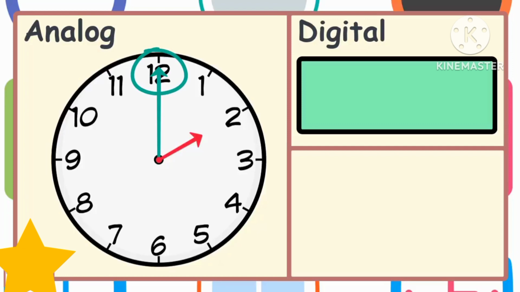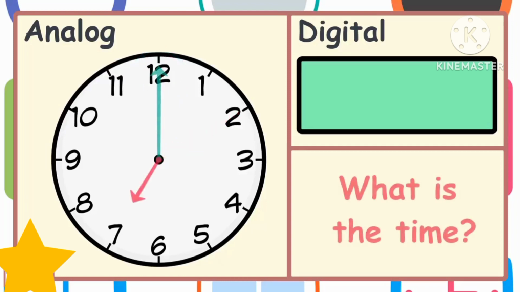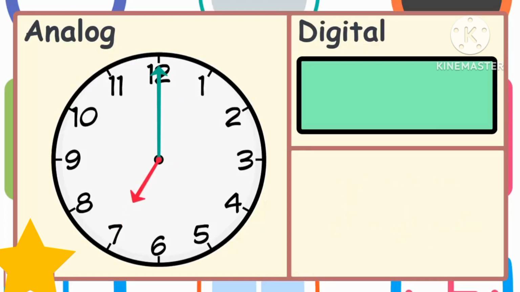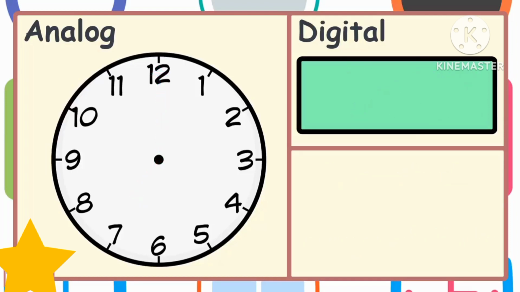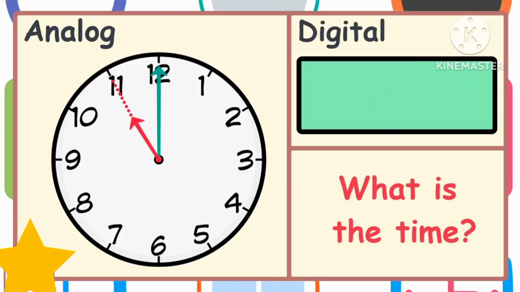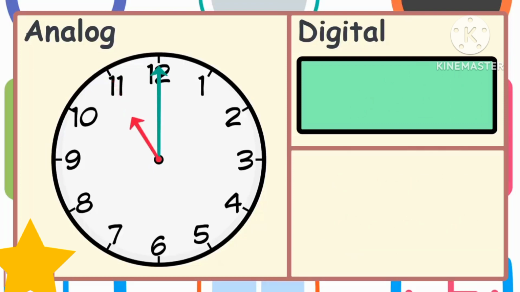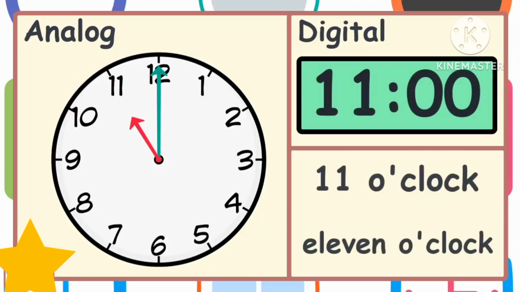All right, now let's try to remember the basics. If the minute hand is pointing to 12, it is something o'clock. So then, look at the hour hand to tell you what the time is. It's 7 o'clock. Good. All right. Now, what is the time? 11 o'clock.